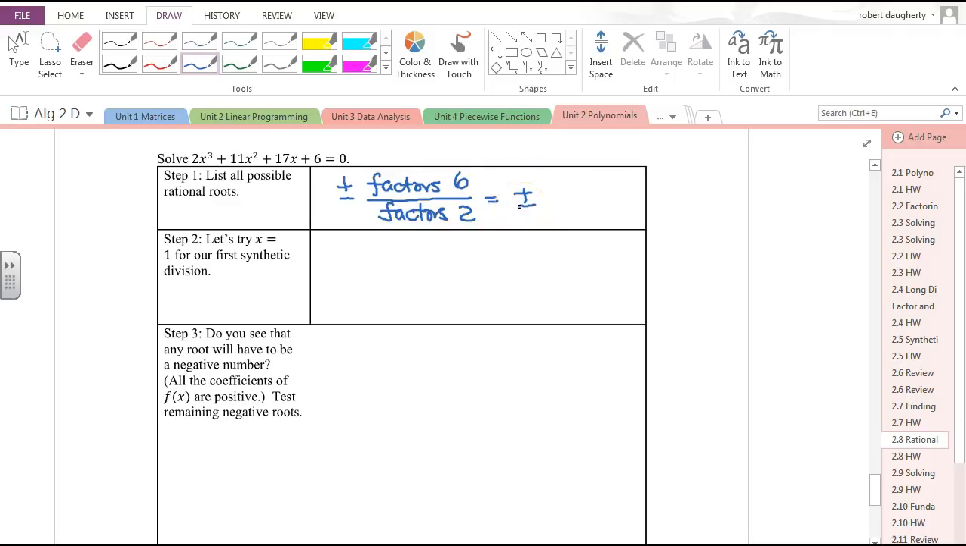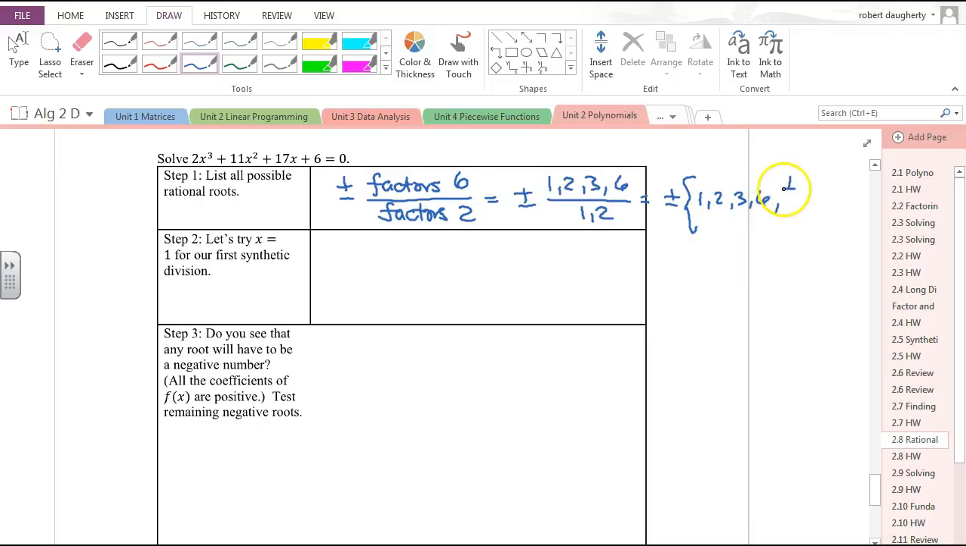What are the factors of 6? Yeah, 1, 2, 3, and 6. And then the factors of 2 are just 1 and 2. So I need to take every number in the numerator here and divide it by the denominator. Divide every number by 1, then every number by 2. So this is plus or minus 1, 2, 3, and 6. And then divide each of those numbers by 2.